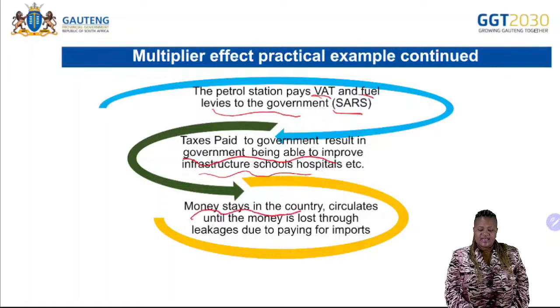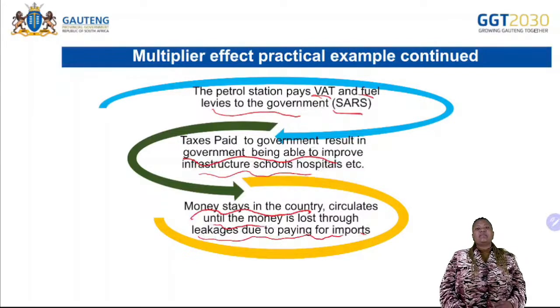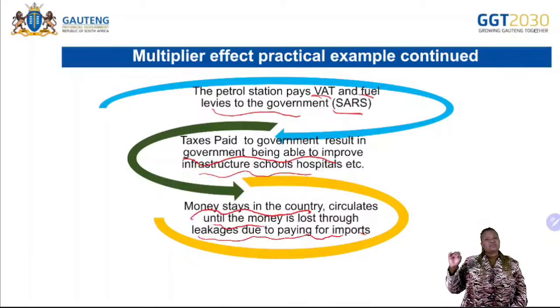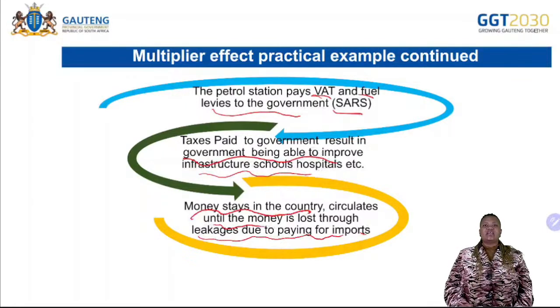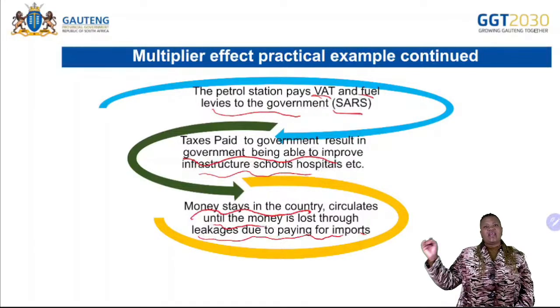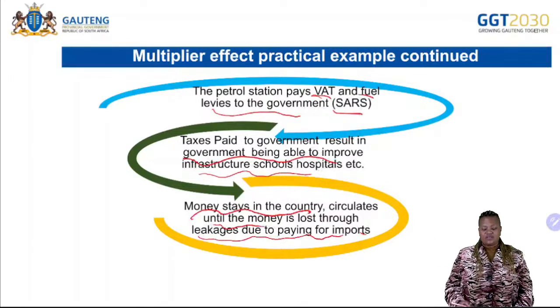The money stays in the country, it circulates until the money is lost through a leakage due to paying for imports. So that money that has been spent by the tourists, the cycle is endless. Although my diagram actually ends at this particular step, it doesn't mean that this money ends there. This money will continue circulating, benefiting people directly and indirectly, until it has a leakage, until it pays for imports and it exits the economic cycle of our country's economy.